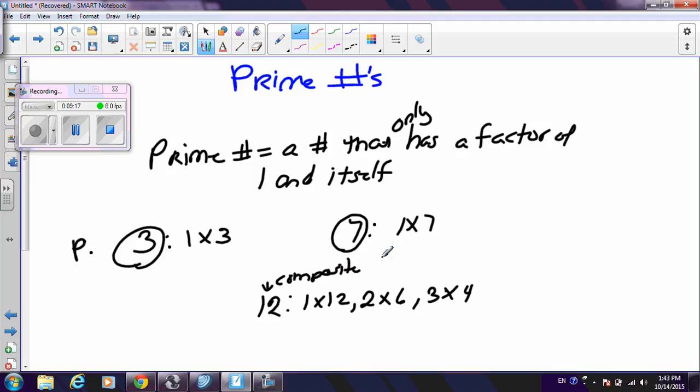Composite. Alrighty, and I like to think of the word composite, right? I think of it as the word composed. Alright, composed of. So if I say that this is composed of certain things, that means that it's made up of different things. So in this case, composite means it's made up of several factors. Prime means it only has 1 and itself as a factor.